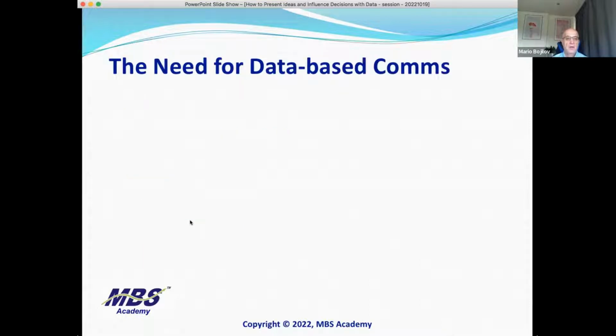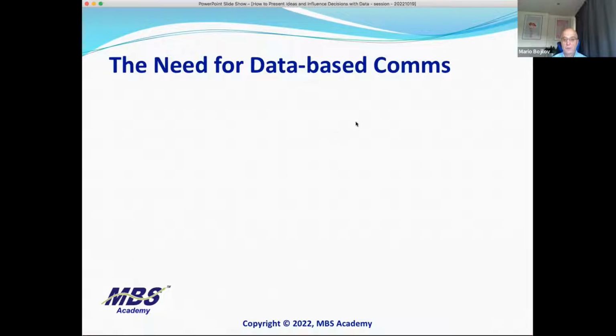So why do we need data-based communications? This is what we call it here at MBS Academy, data-based communication. Well, the reality is that we want to base our opinions and our decisions on hard facts, not on something that may or may not be true, but on things that we are certain will be true.